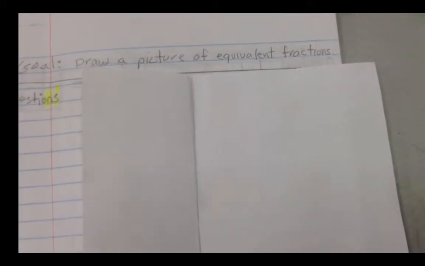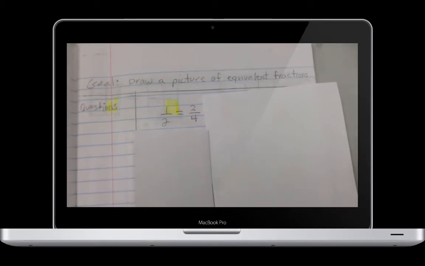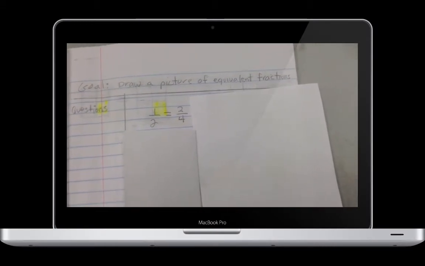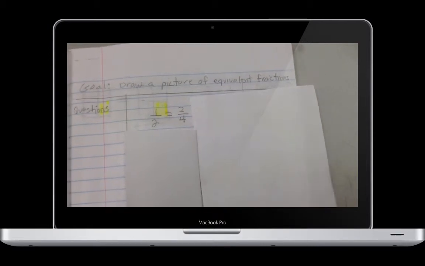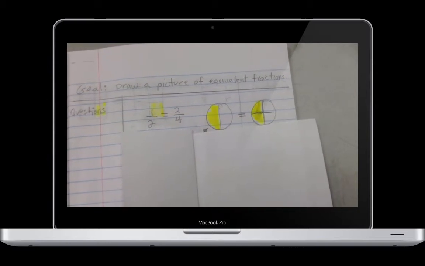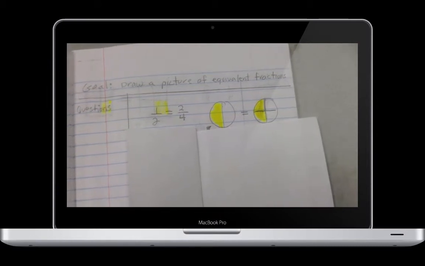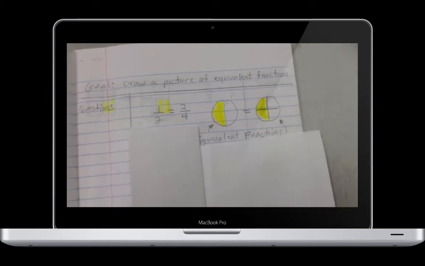Continuing, we're going to take a look at our first example of drawing pictures of equivalent fractions. So the first fraction is 1/2 equals 2/4. Go ahead and write that in your notes. Kind of ignore that yellow that's coming from the page behind it. And then we'll show you a picture of 1/2 in two different forms. One circle has two parts and one of them shaded in. The other circle has 4 sections and 2 of them are shaded in. These are the equivalent pictures of 1/2.